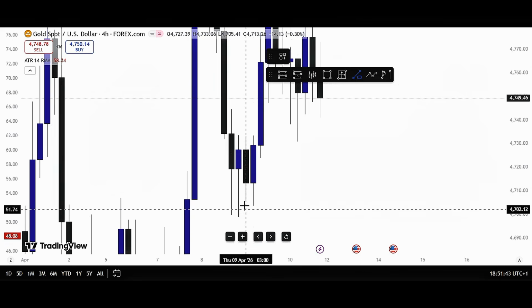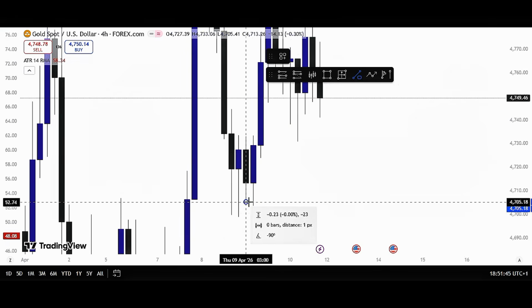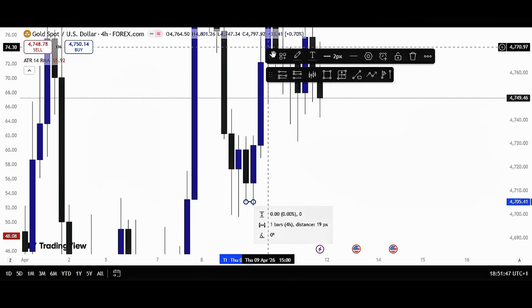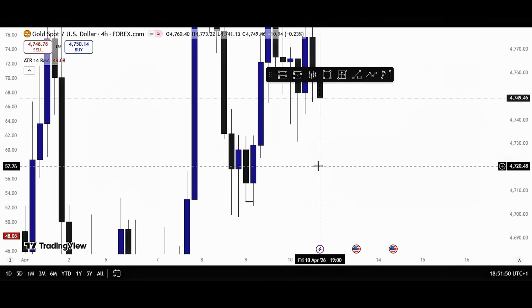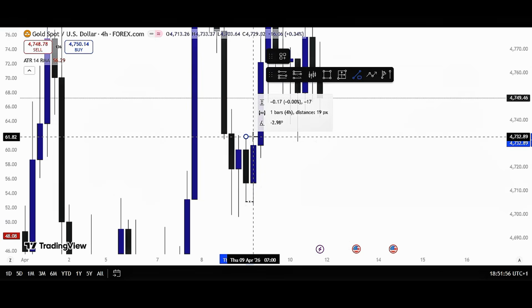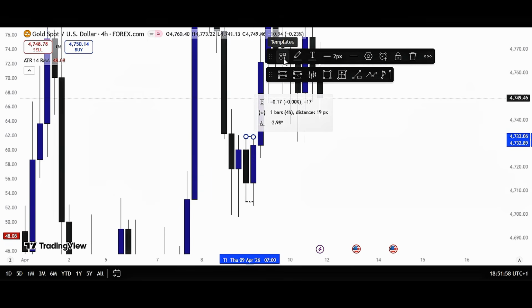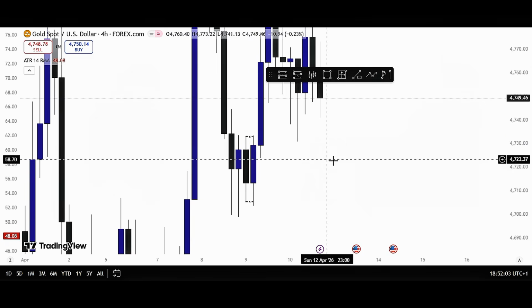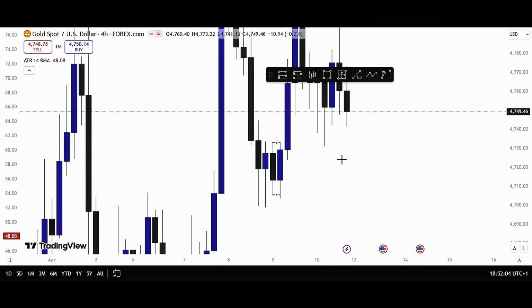Now here you can see price took out this candle's low. I'll just mark it there like that. Took out this candle's low, and then took out this candle's high too. Technically, how I use the system, I will not take this setup, right? But for now, I'll just show you guys for example's sake. I will not take this setup.